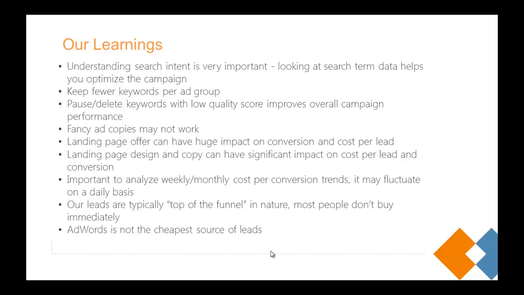Then, fewer keywords per ad group is a good thing, we realized, because the keywords in a certain ad group need to map to a similar search intent. So that's important. If you have a lot of keywords, then it's likely that multiple search intents are being mapped into an ad group, which will result in a poor quality score and poor conversion, and everything will go down. Then, if you're seeing a lower quality score for a particular keyword in an ad group, but other keywords are doing well, we've realized that pausing or deleting those keywords helps improve the overall campaign performance.